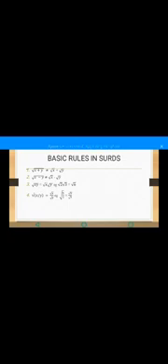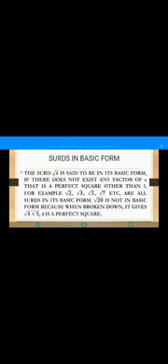Basic rules in surds. Number 1, root of x plus y is not equal to root x plus root y. Number 2, root of x minus y is not equal to root x minus root y. Number 3, root of xy is equal to root x times root y, e.g. root 2 times root 3 is the same thing as root 6. Then number 4, root of x divided by y is equal to root x over root y. For example, root of 5 over 7 is equal to root 5 over root 7.